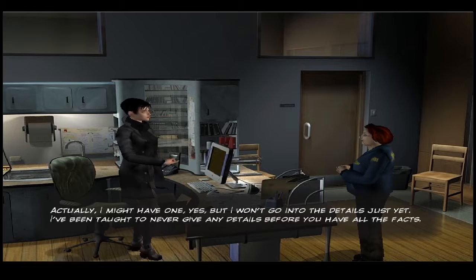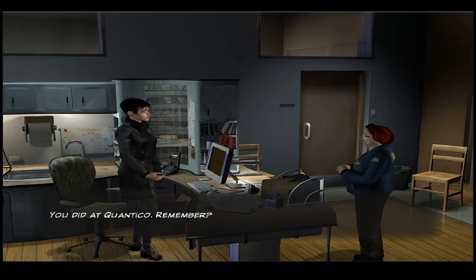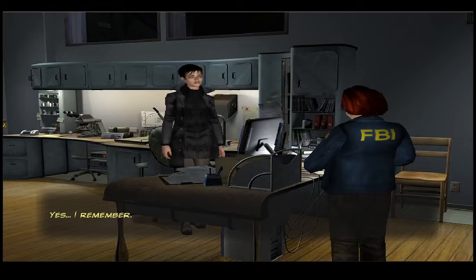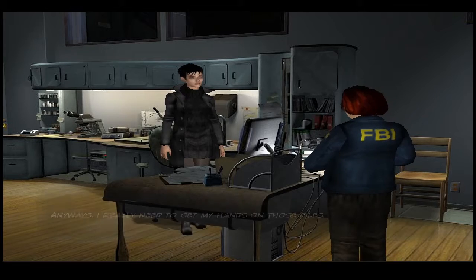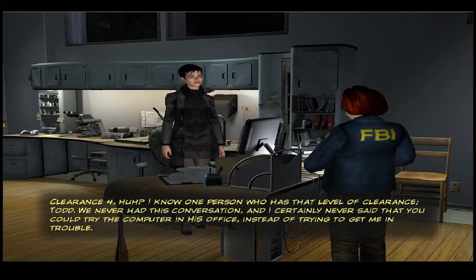I've been taught to never give any details before you have all the facts. Oh, really? Who's the idiot that taught you that? You did at Quantico. Remember? Yes, I remember. Anyways, I really need to get my hands on those files. Clearance 4, huh? I know one person who has that level of clearance, Todd. We never had this conversation, and I certainly never said that you could try the computer in his office instead of trying to get me in trouble.